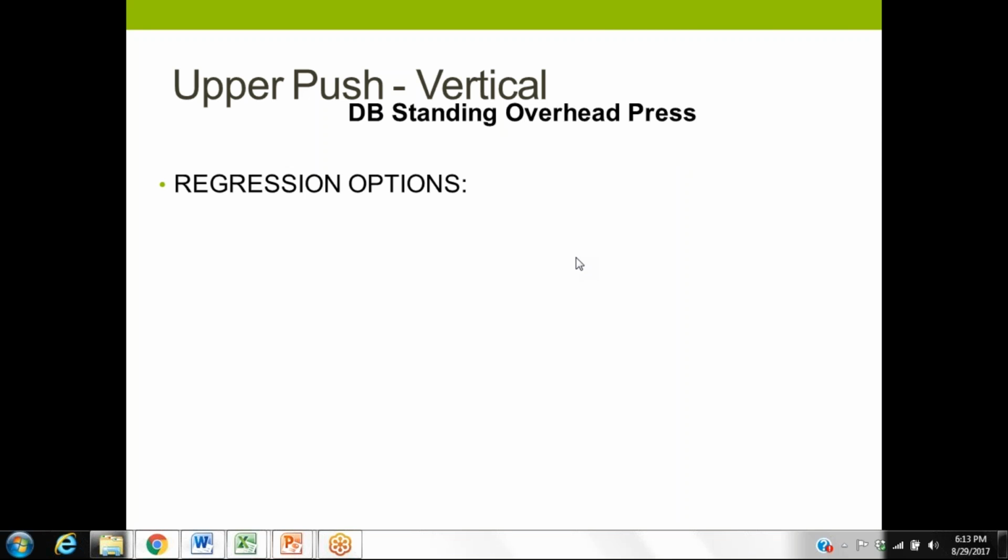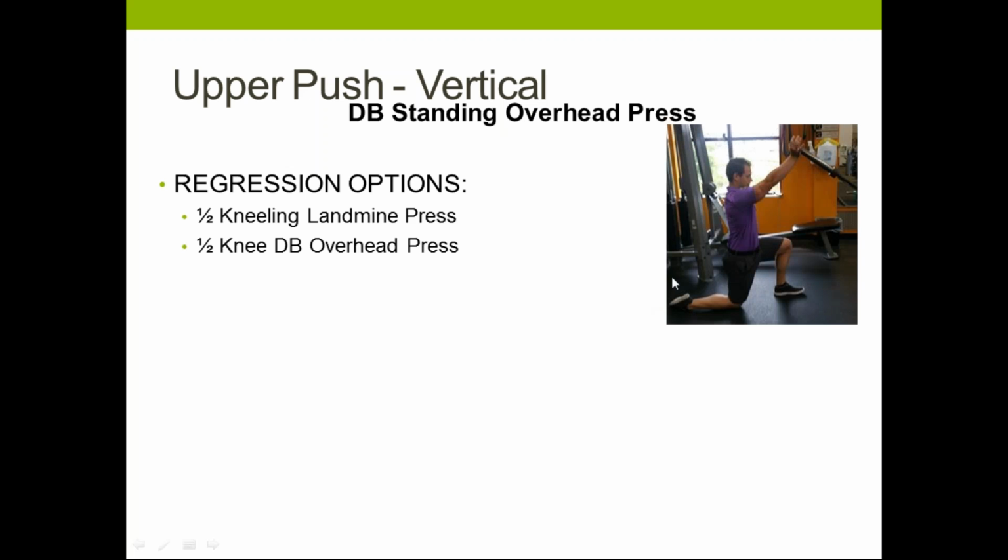All right, cool. So let me help you guys out with this one. So regression option, you can do a half kneeling landmine press. So if their shoulder mobility is really bad, you can start them here. It's a good starting point. Or even if their core is too weak to even be in that standing position, it's a good starting point. Or you could even do a half kneeling dumbbell overhead press if their shoulder mobility is okay.